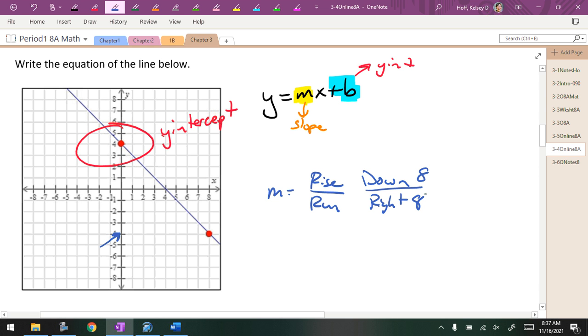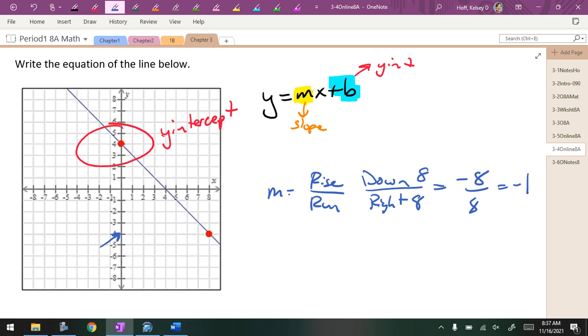Okay. What's down 8 mean though? Negative 8 over 8. Can you simplify that? 8 divided by 8 is what? 1. So really your slope is negative 1. Don't lose the negative though. Don't lose your negative. Okay, everybody take a minute right now.